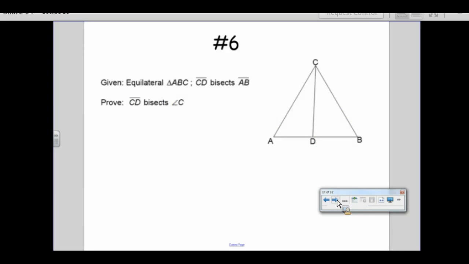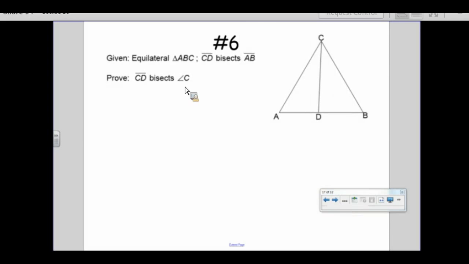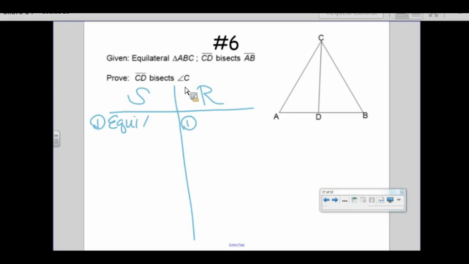Okay, we'll just do one proof, and then we'll end the day. Let's end the day with a proof. All right? Given and prove. Okay. So we make our 2 columns. We've got our statements and our reasons. So let's start with the given. Triangle ABC is equilateral. Given.